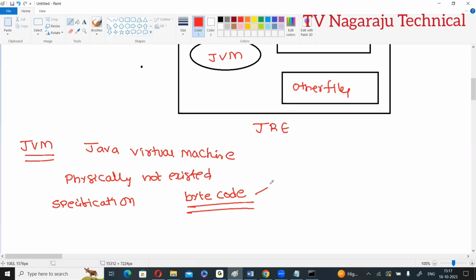Remember, the JVM runs bytecode not only for Java. If you consider any programming language, after compilation, if it generates bytecode, that bytecode is executed by the JVM. That means JVM does not belong only to Java. Any compiler that produces bytecode, that is .class files, such files are executed by JVM.